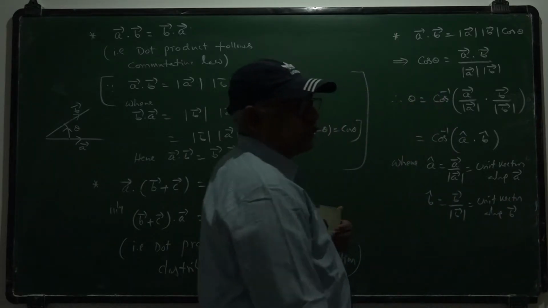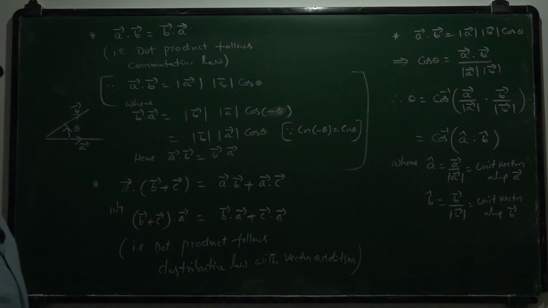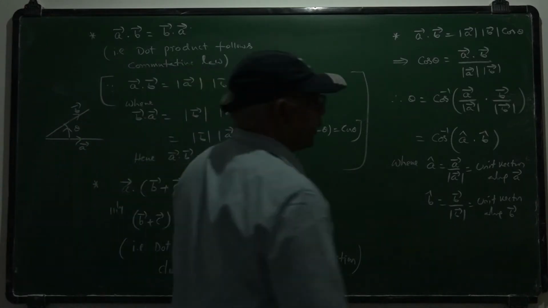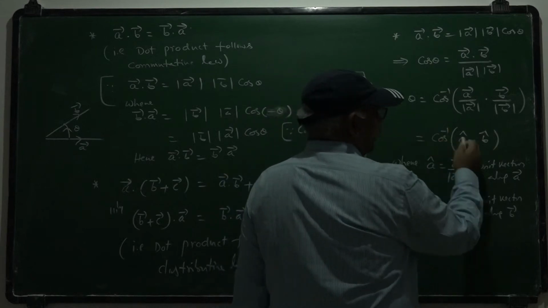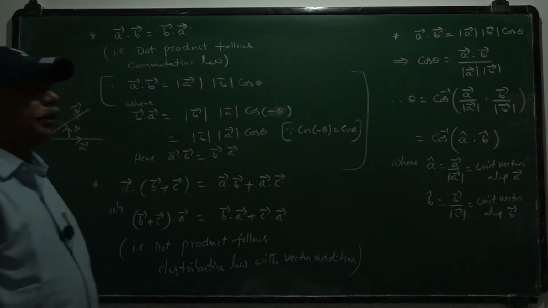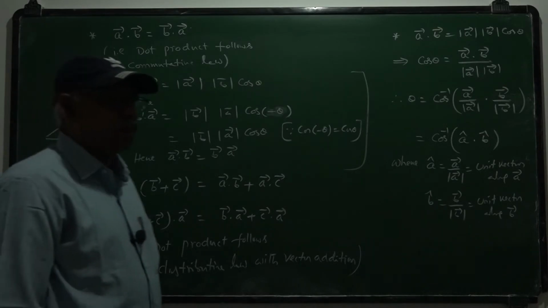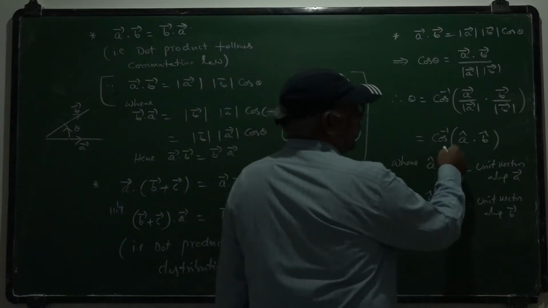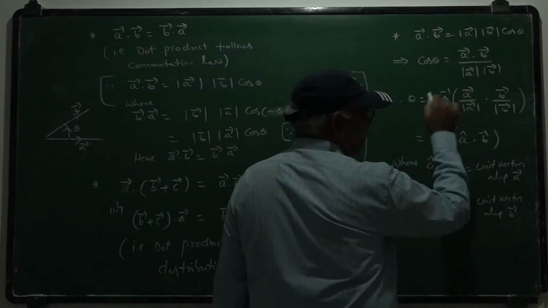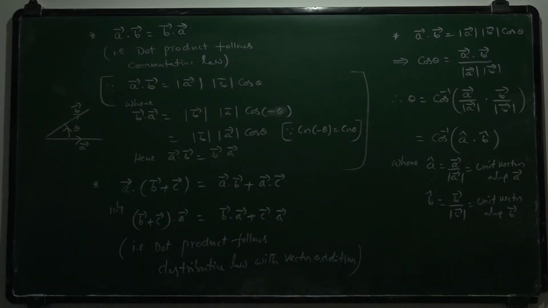So the angle between the two vectors is nothing but cos inverse of the dot product of unit vectors along those vectors. The angle between two vectors can be measured with the help of the dot product, cos inverse of A cap dot B cap, where A cap and B cap are unit vectors along the given two vectors.